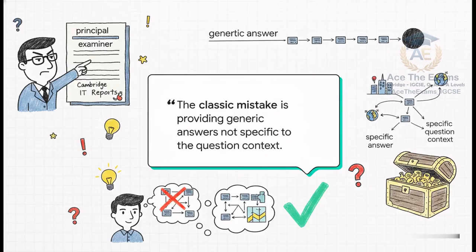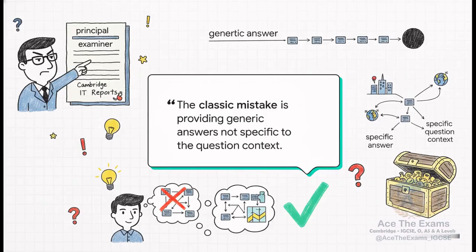Think about that for a second. You could write a perfectly accurate textbook-level definition of packet switching, but if you don't directly apply it to the specific scenario given in the prompt, whether they're asking about a small local business network or a massive global data transfer, you are going to lose crucial marks. You're literally just leaving points on the table.